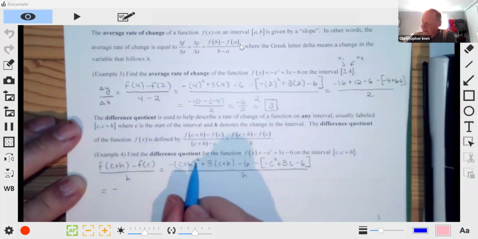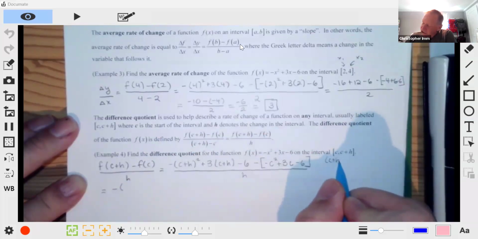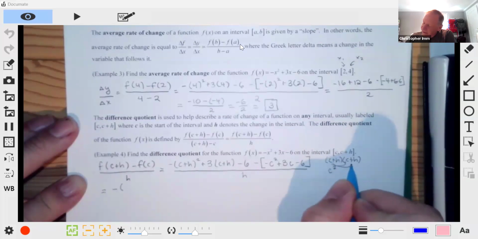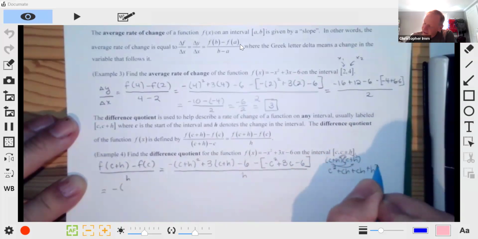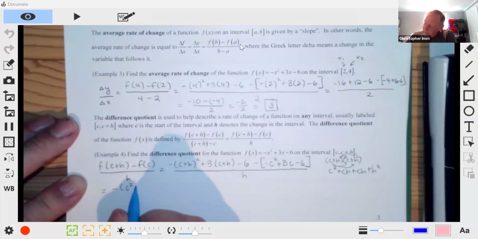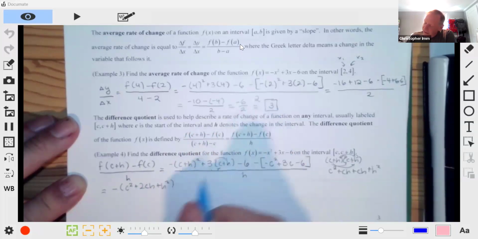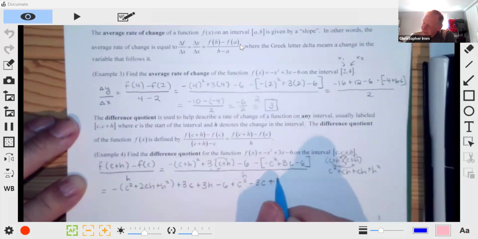All right, next step is I'm going to have to simplify things a little bit. So I'm going to take c plus h times c plus h. We've done this before, but if you have to, go ahead and do c plus h times c plus h. When you do that, you'll get c squared by distributing, ch, another ch, and then h squared. So we're going to have minus (c squared plus 2ch plus h squared). I'm going to drag that 3 through, so we'll have plus 3c plus 3h minus 6. Now I'm going to go ahead and distribute that negative through. So negative c squared is plus c squared, minus 3c, and minus a minus 6 is plus 6.